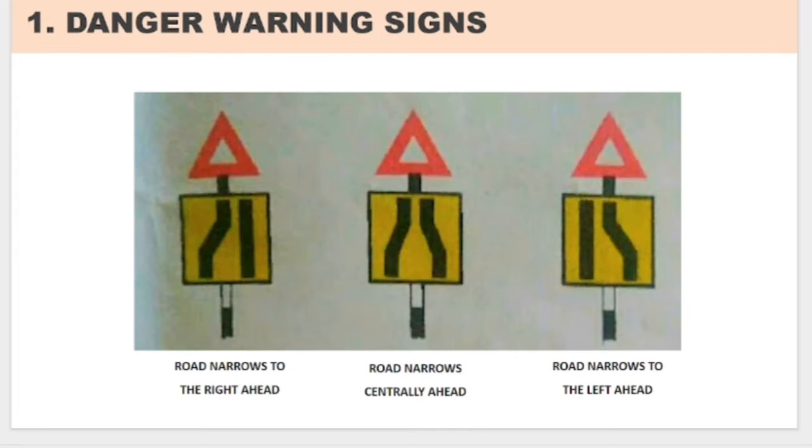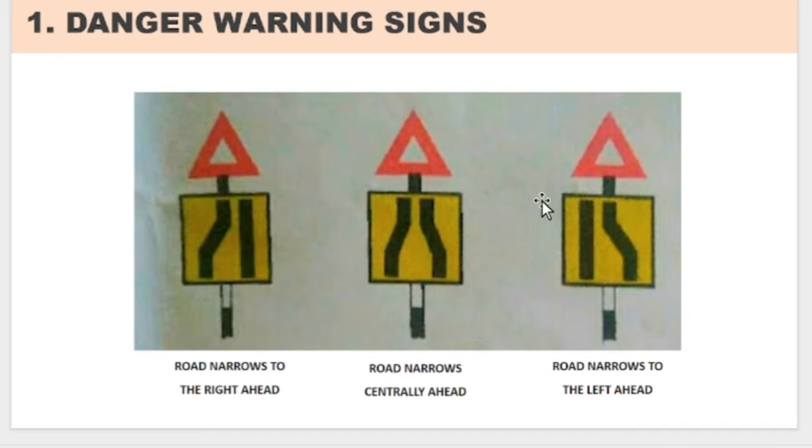Now moving on to some tricky questions. These are some of the tricky questions that VID will throw at you. You just need to know that the first one is road narrows to the right. As you can see, here we do have a warning sign that road narrows to the right, and in this one we do have a warning sign that road narrows centrally ahead. This is sort of a central narrowing, right, in that both sides narrow to the same degree.